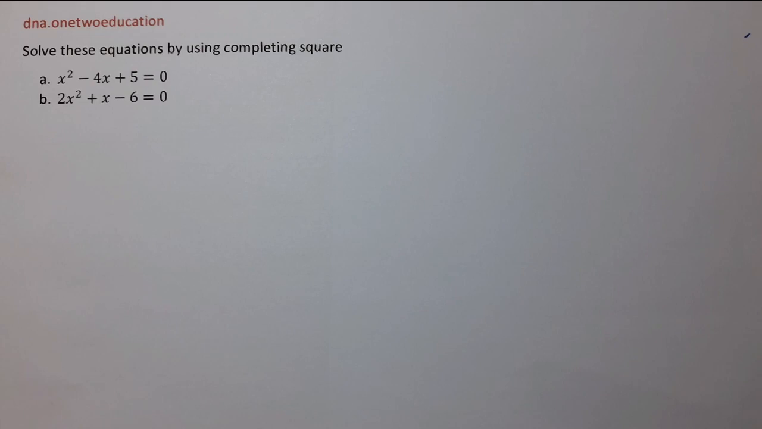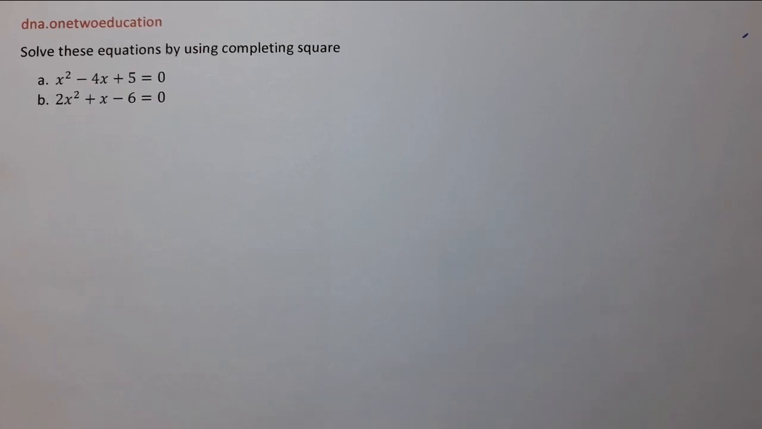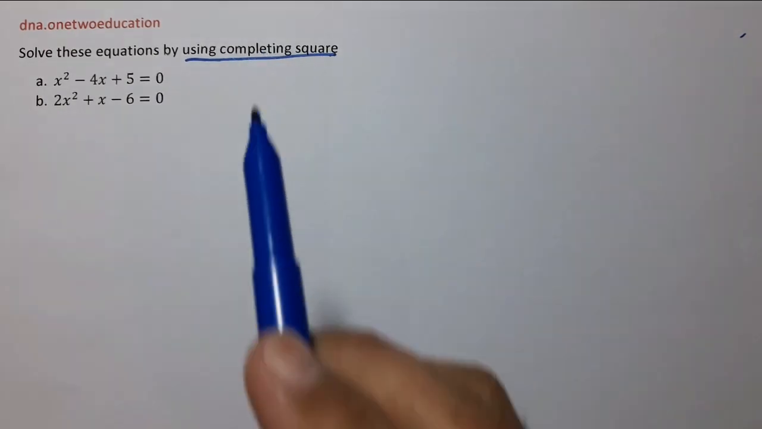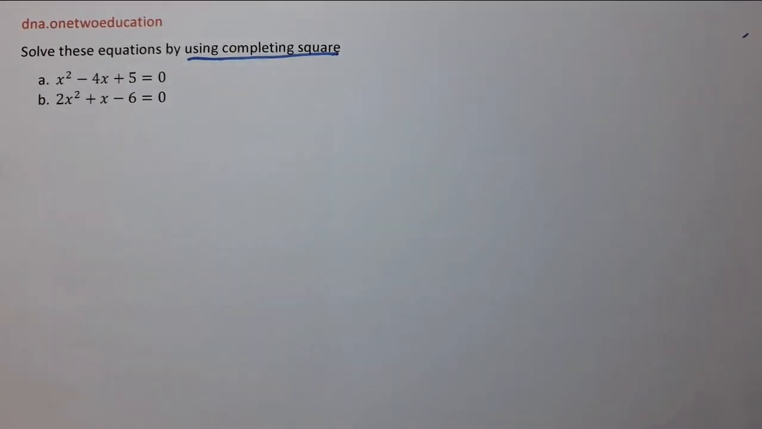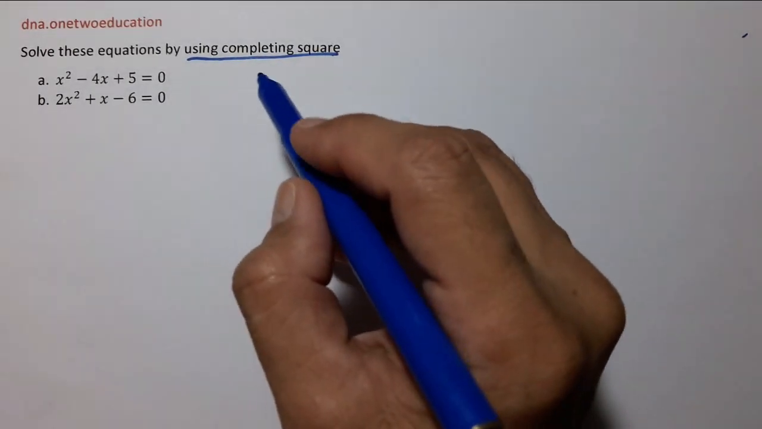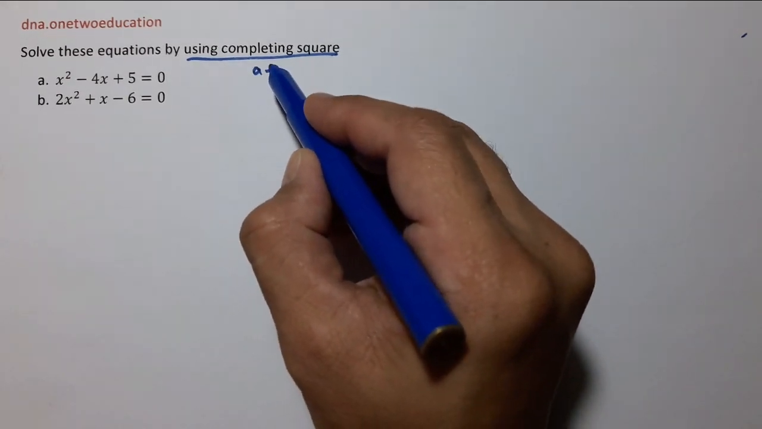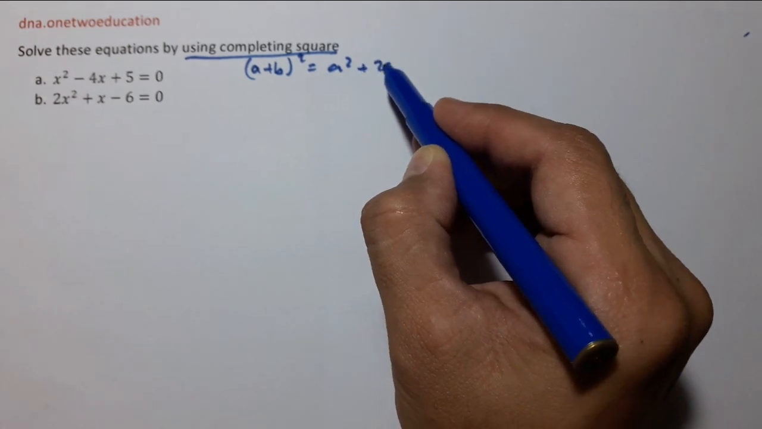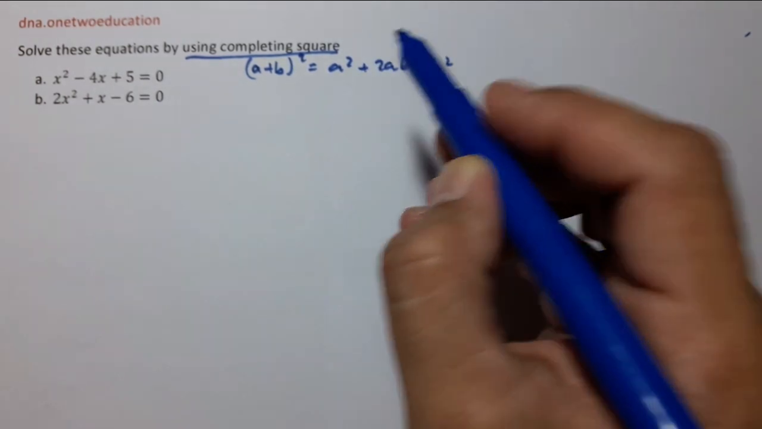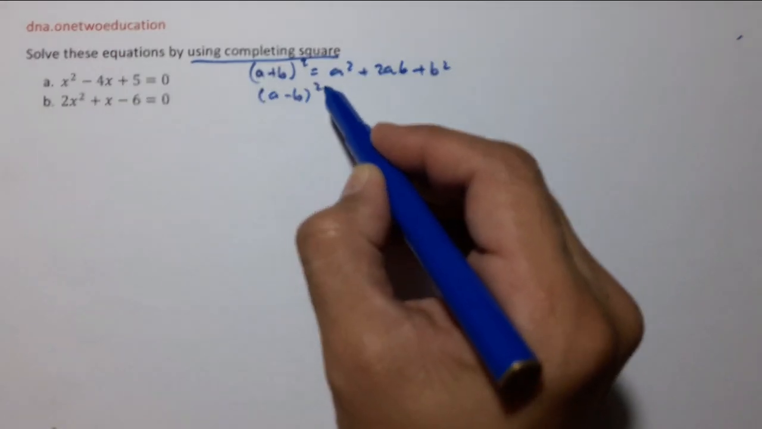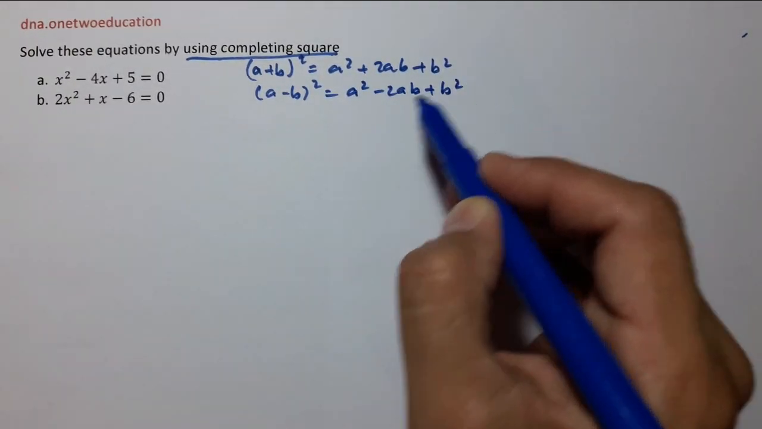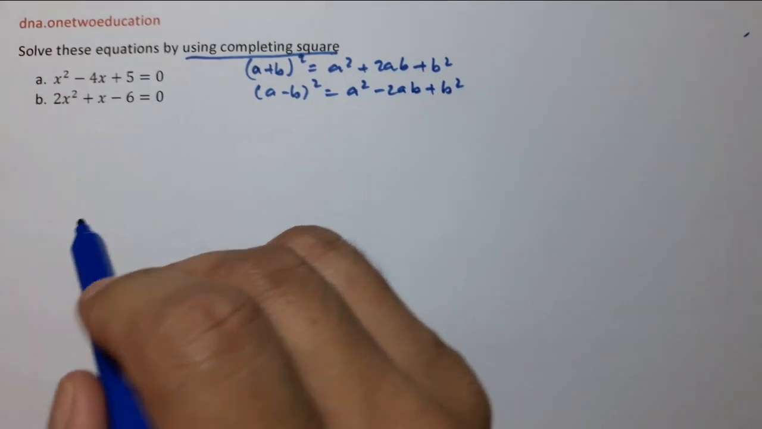Okay, students, we have the question: solve this equation by using completing square. Our method today is completing square. I want to mention again: a plus b squared equals a squared plus 2ab plus b squared, and a minus b squared is a squared minus 2ab plus b squared.